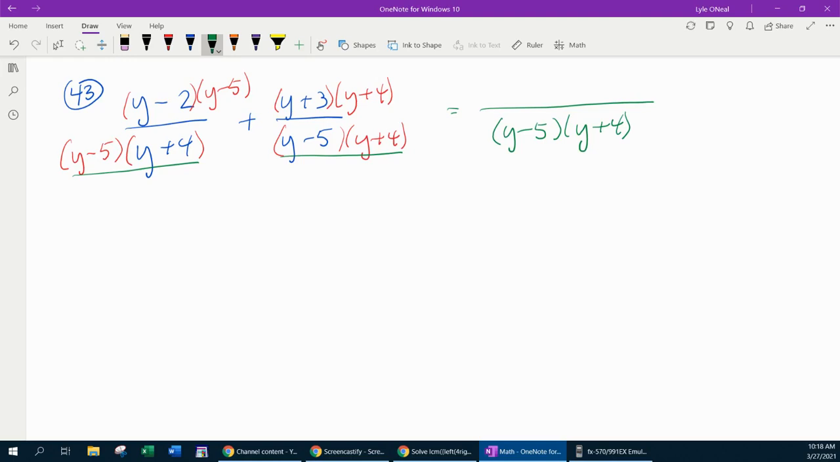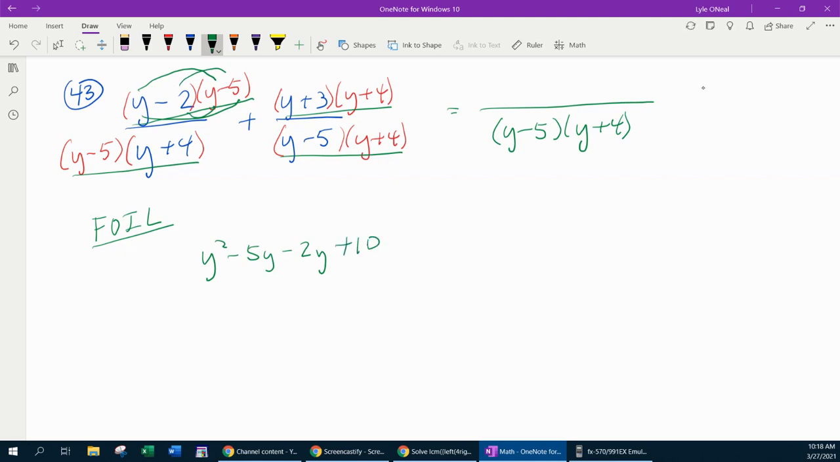And now to get the numerator, guess what we get to do? We get to do the FOIL method. Hallelujah. We get to do the FOIL method twice. Yay. All right, here we go. Let's FOIL it up. For the first numerator, y times y gives me y squared. On the outside, we have a minus 5y. On the inside, a minus 2y. Last but not least, positive 10.